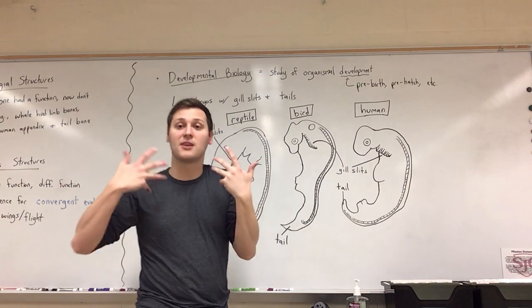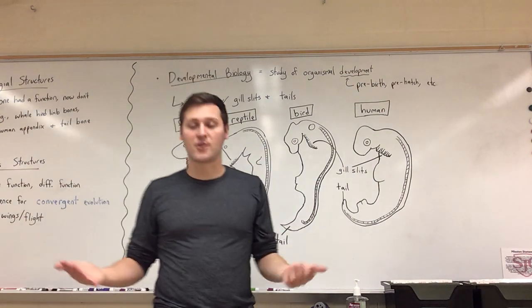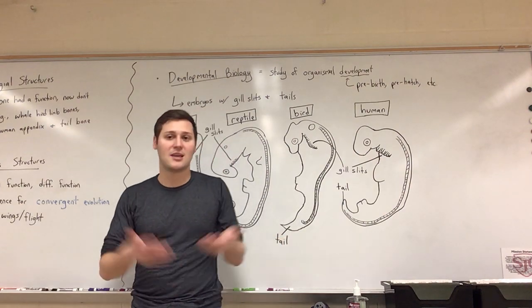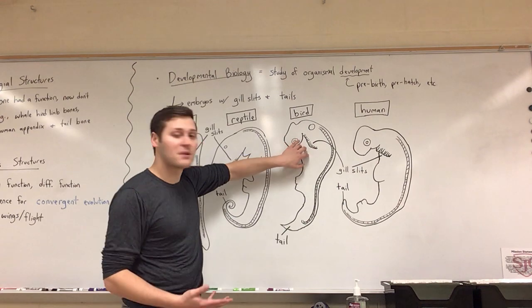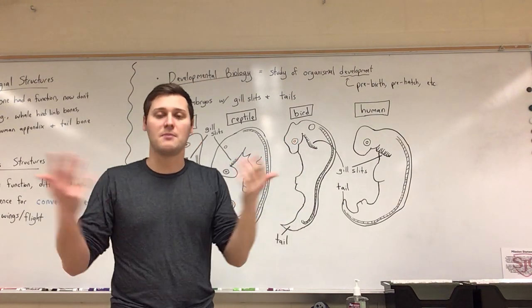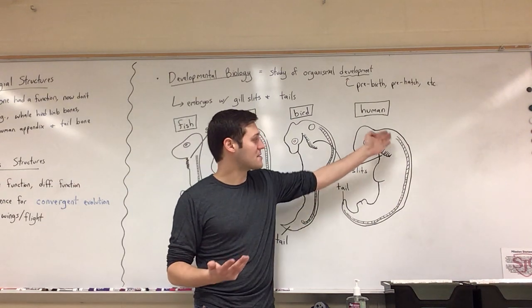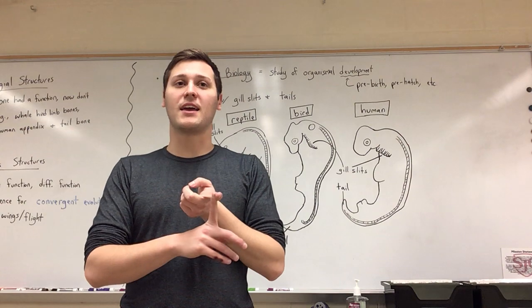Birds also develop gill slits early in development, and as you know, birds don't breathe underwater. You might have some aquatic type birds, but they don't have gills. They're not going to be breathing underwater. So the fact that they develop gills is kind of odd. They do develop tails. Birds have tails. That makes sense. But humans don't have a tail, or don't have a functional tail.